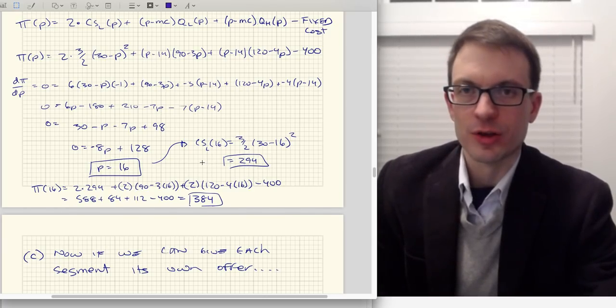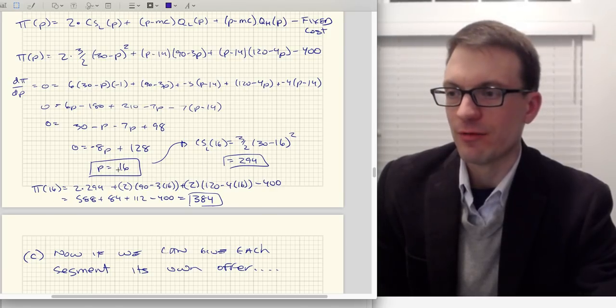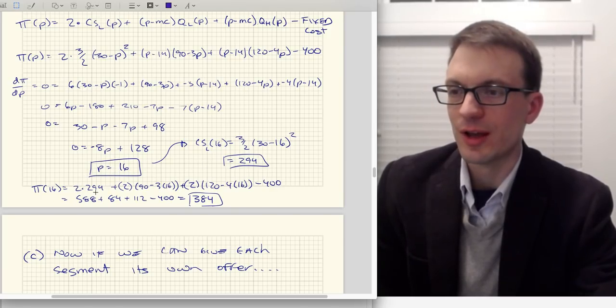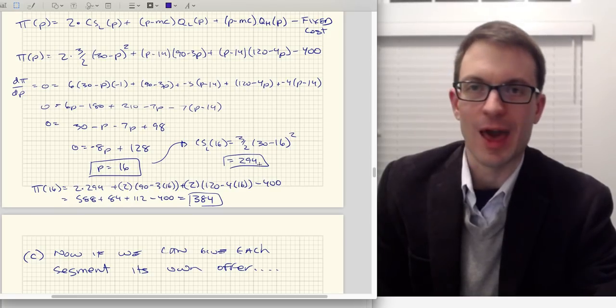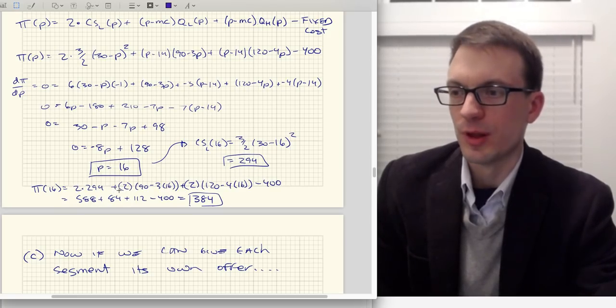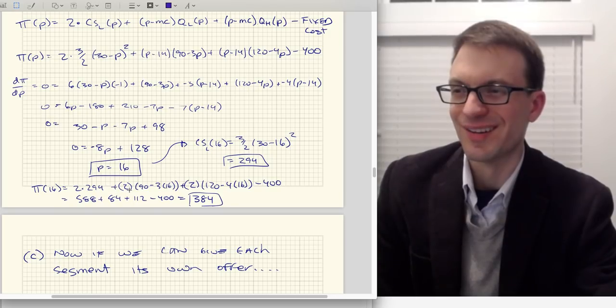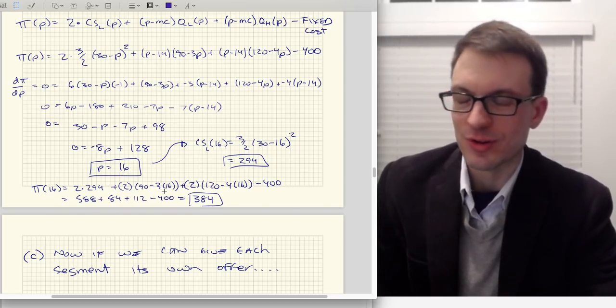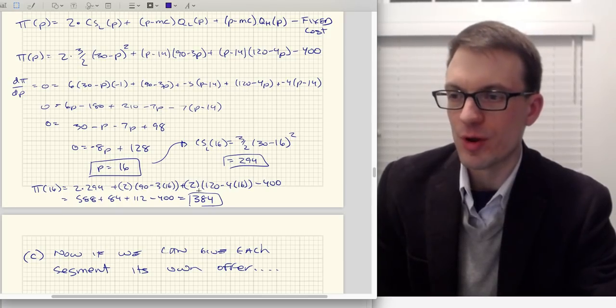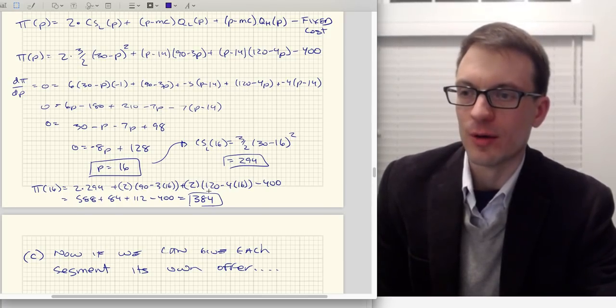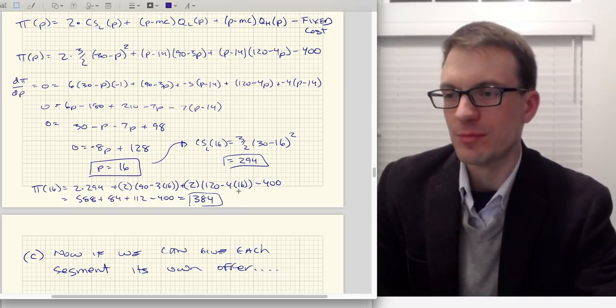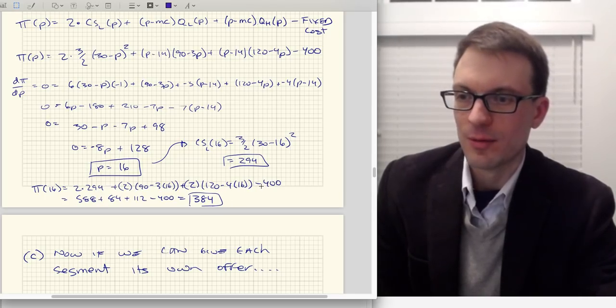Okay, now I've got all the components necessary to compute my profits. So 2 times 294, why? Well, I'm selling to both of my consumers at this access fee, plus 2, why 2? Well, my price is 16, my cost was 14, so I just wrote in 2 here. And then I have 90 minus 3 times 16, so 90 minus 48, and then plus 2, 120 minus 4 times 16, minus 400.